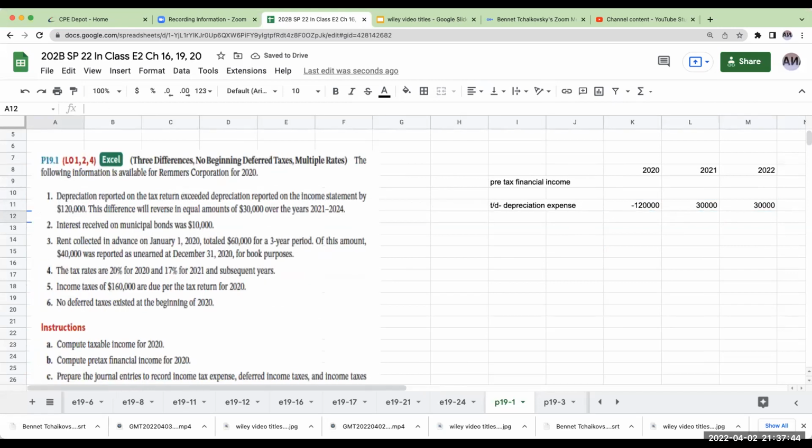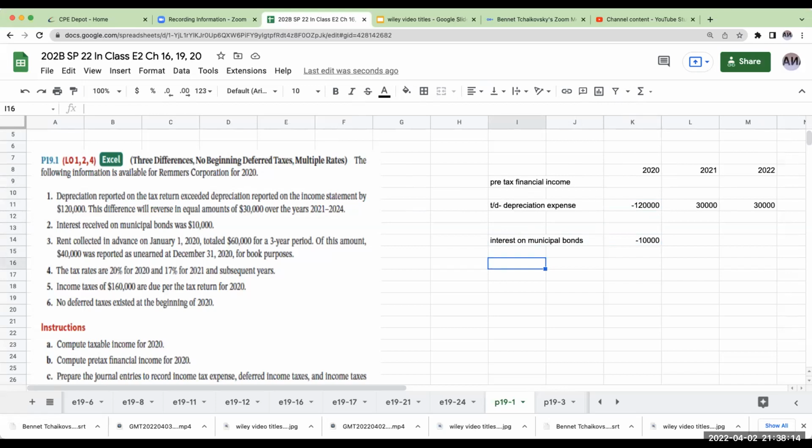Okay. Interest received on municipal bonds. So my interest on municipal bonds, basically, if I had pre-tax financial income, that municipal bond interest would not be taxable. So this would be a deduction of $10,000. Okay. And this is a permanent difference.